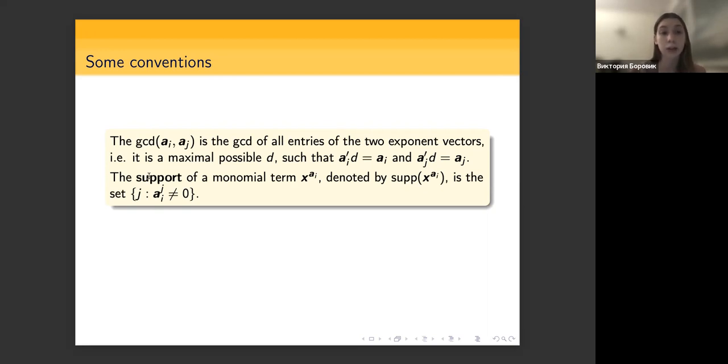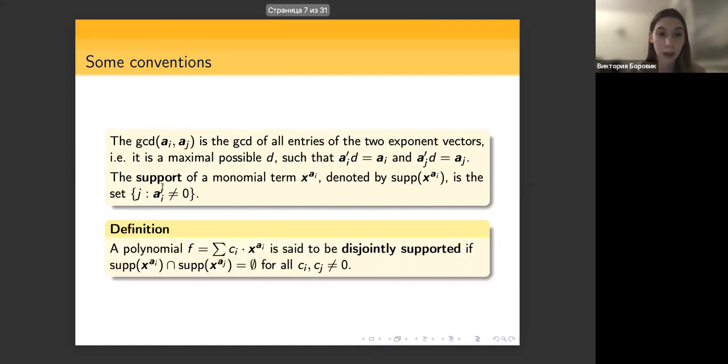And also I will recall the support of a monomial. I will denote it by support of x to the power of a sub i. It is the set of indices such that the coordinates of the exponent vector are not 0. So if we have a relevant variable in our monomial, then the relevant index is in our support. And also it is logical to define such a polynomial. A polynomial is said to be disjointly supported if the intersection of any two supports of its monomials is the empty set.